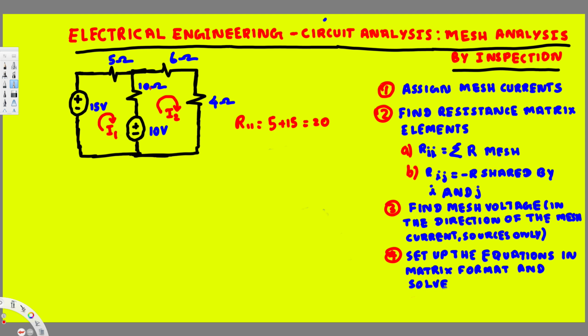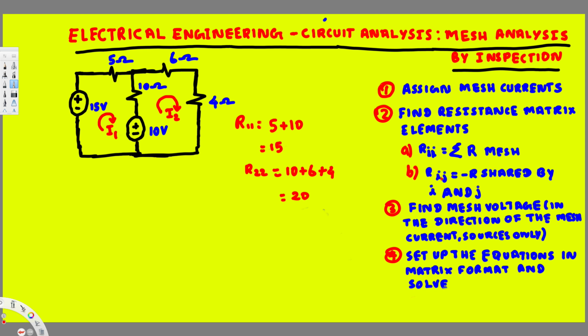So R11 is going to be 5 plus 15, and that's equal to 20. Actually, 5 plus 10, right? I made a mistake right here. It should be 5 ohm plus 10, and that's going to be 15. And R22, all the resistances in the second mesh. We have 10 ohm, 6 ohm, 4 ohm. So this is going to be 10 plus 6 plus 4, and if you add them together that's going to be 20, right? So this is 20 and this is 15.